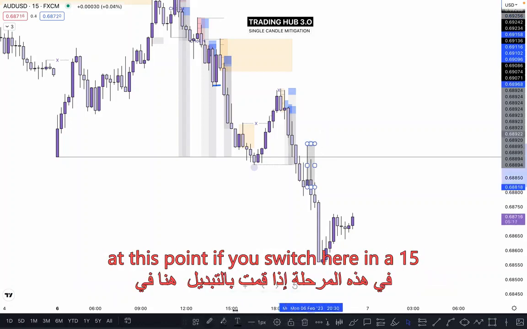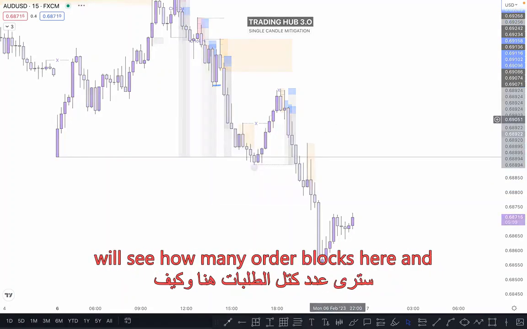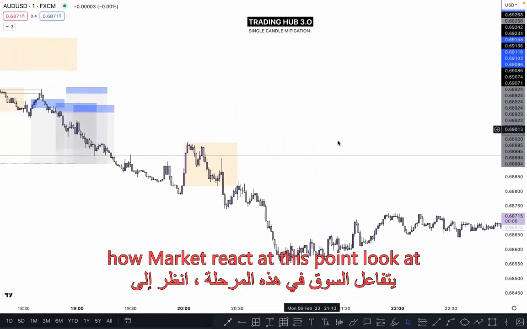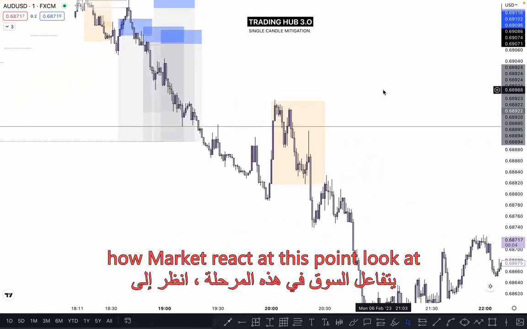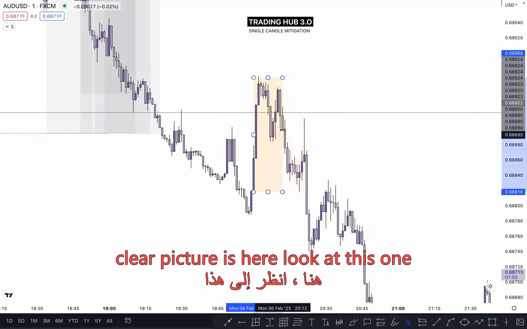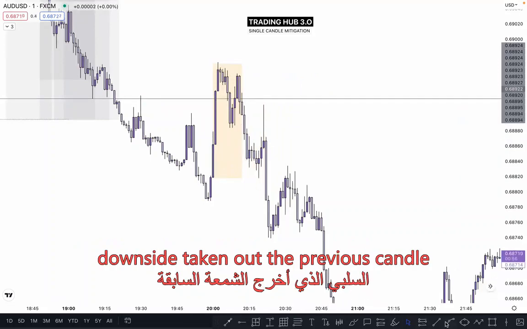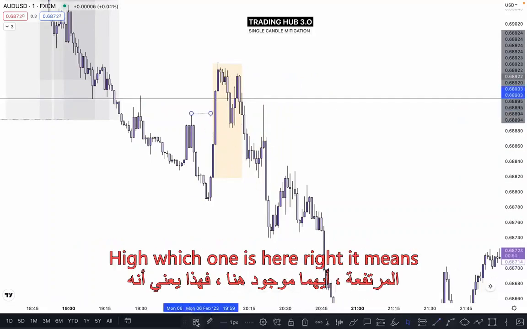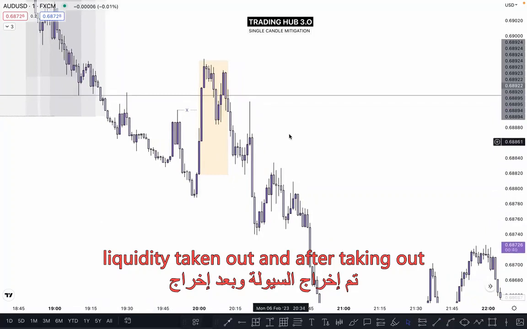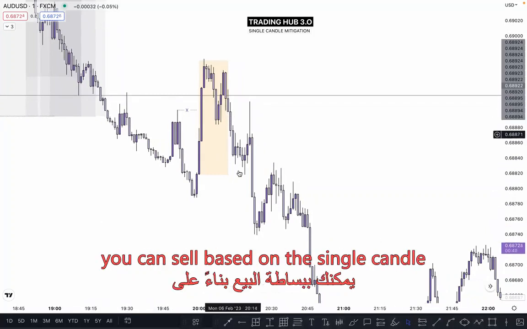At this point, if you switch from the 15-minute to the 1-minute time frame, then you will see how many order blocks there are here and how the market reacts at this point. Look at this one. This is a very smooth and very clear picture. Look at this one. What happened here? This candle pushed downside, taking out the previous candle high, which is here, right? It means liquidity was taken out, and after taking out the liquidity, how can you sell here? Simply you can sell based on the single candle order block.